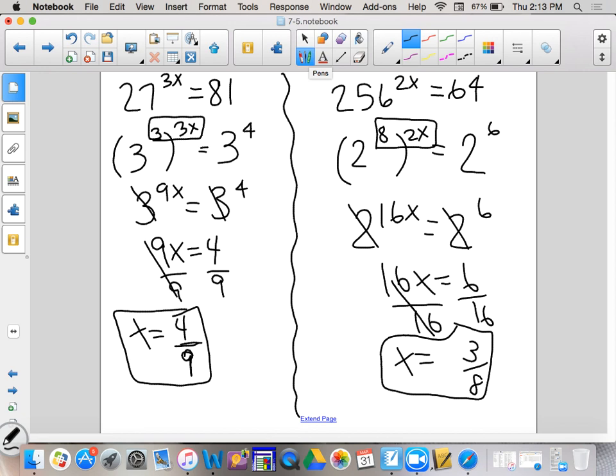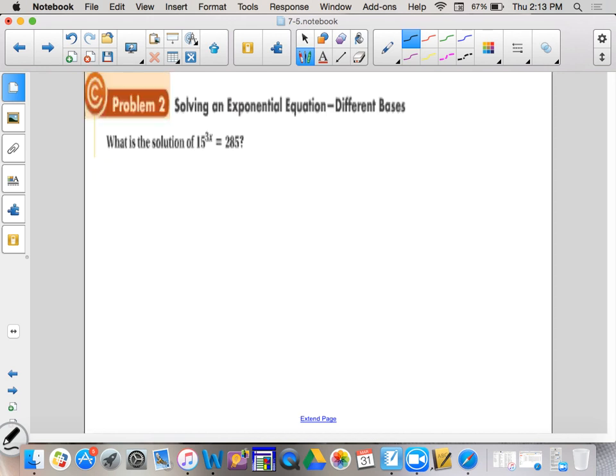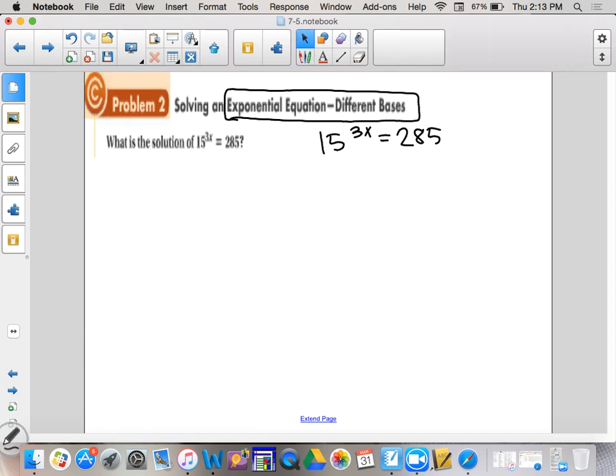So now let's look at a problem that doesn't have a common base. So these are exponential equations with different bases. So they want to know the solution to this problem right here: 15 raised to the 3x equals 285.